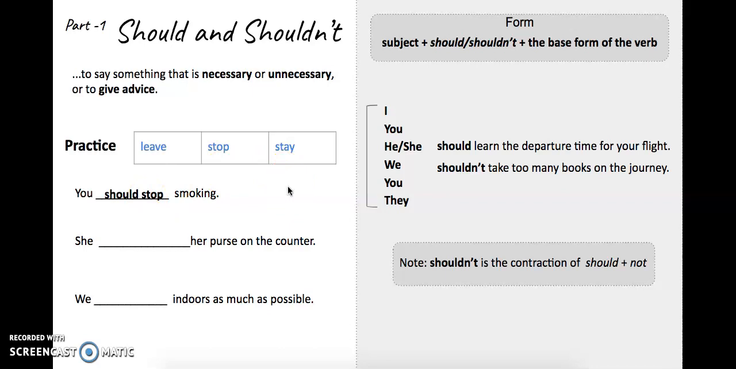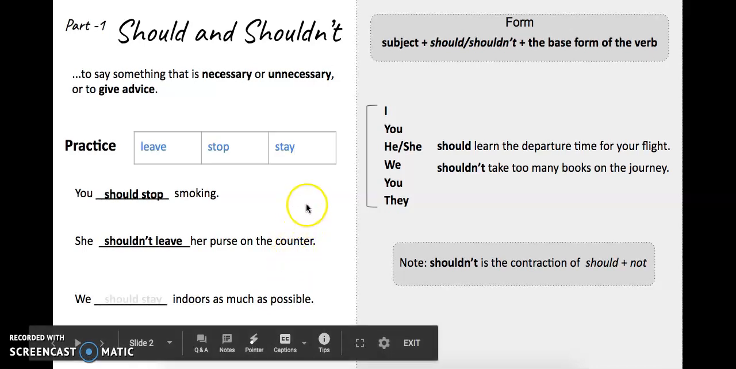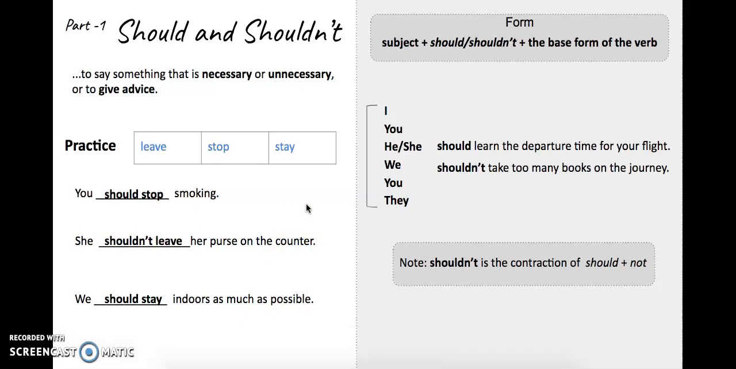Okay, next one. She something her purse on the counter. She shouldn't leave her purse on the counter. Good. And lastly, we have we something indoors as much as possible. We should stay indoors as much as possible. Good.